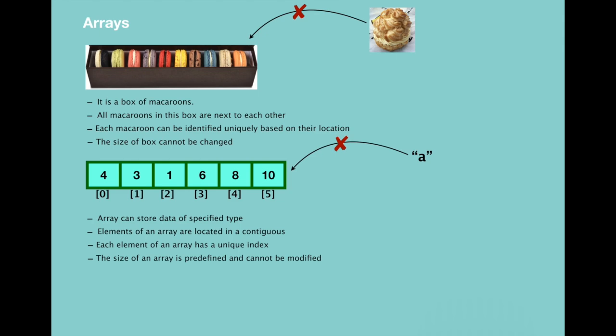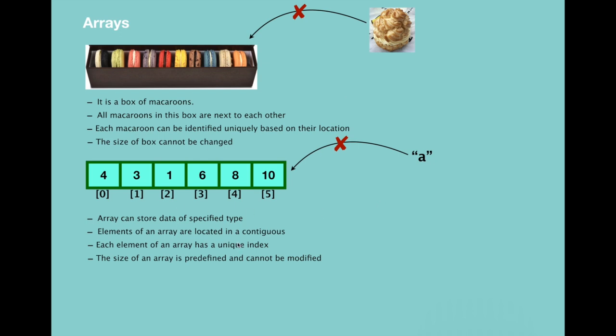So here again, if you look at this box of macarons, we see that the size of this box is predefined. And this is applicable for array as well. When we create an array, we define its capacity. So we cannot change it later on.